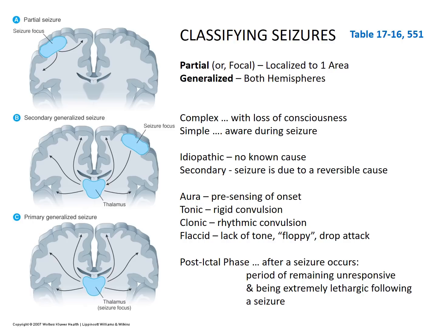I would call that a partial, simple, tonic-clonic seizure, right? Partial because it was only in the frontal lobe, simple because the person didn't lose consciousness. Tonic-clonic because it was rhythmic, hypertonic shaking of that hand and arm. All right, so be familiar with some of this simple classification of seizures.